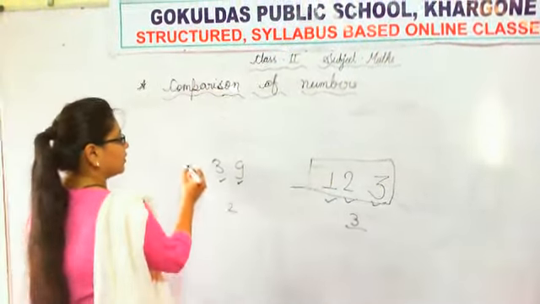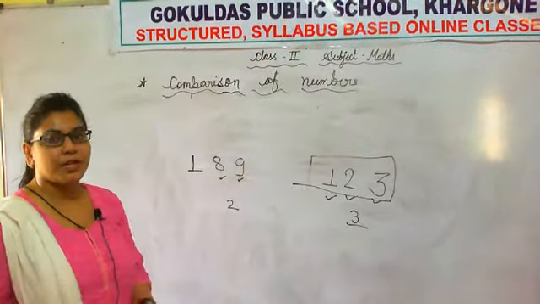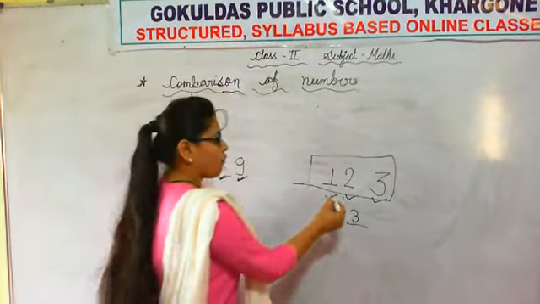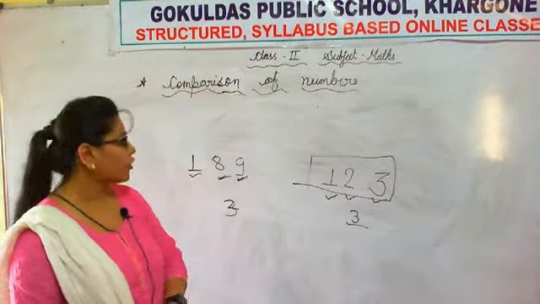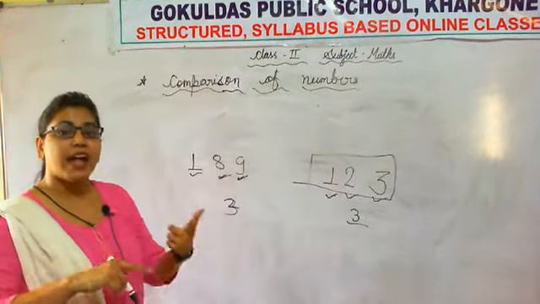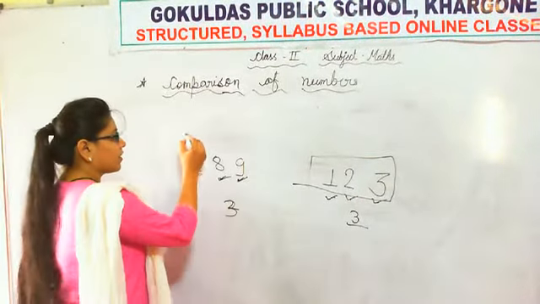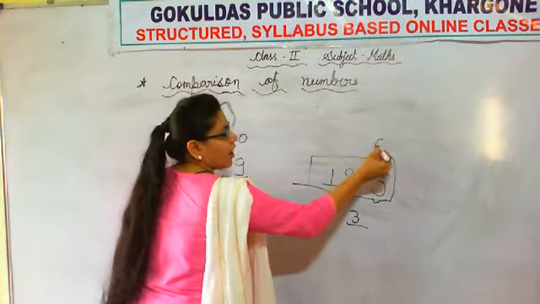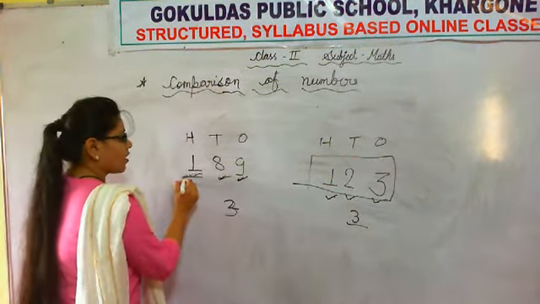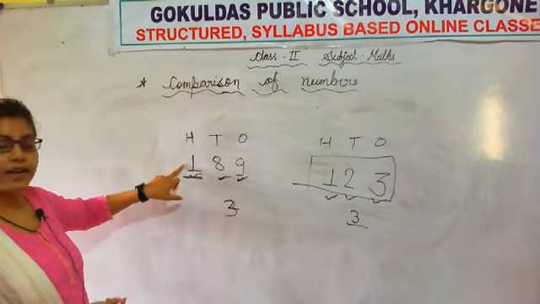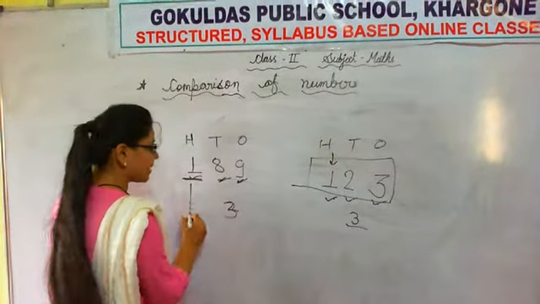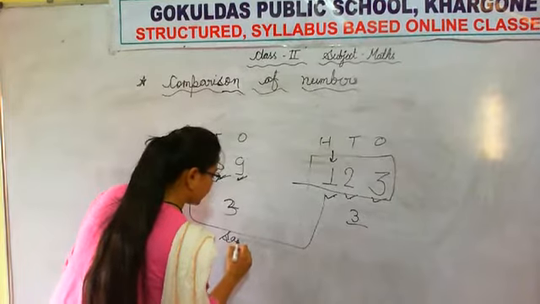But what if both the numbers are 3 digit? 1, 2 and 3. 3 digits are here. 1, 2 and 3. Again both the numbers have 3 digits. So now what will we do? We will check the highest position. Ones, tens and hundreds. So we will check hundreds. Here 1 is written under hundreds and here also 1 is situated under hundreds. It means these 1 and 1 are the same.